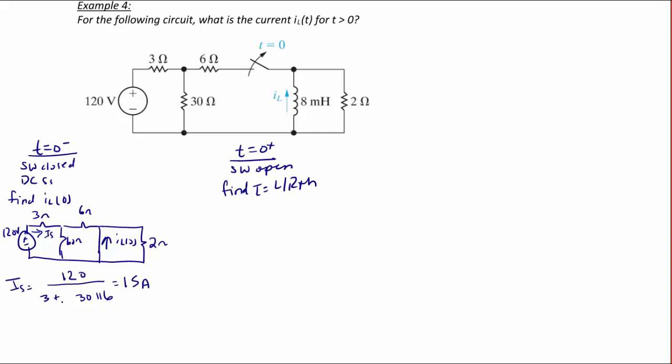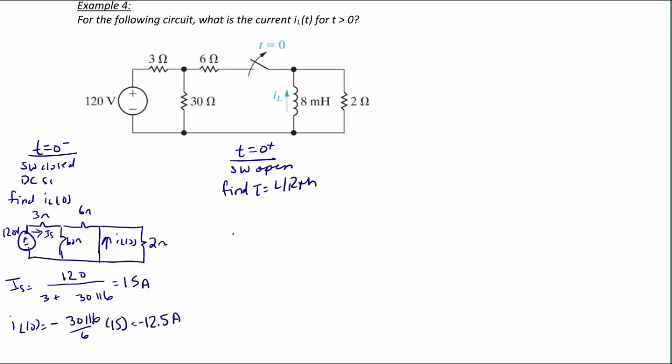So since that 15 amps is divided between the 60 ohm and the 6 ohm resistor, we can use the current divider. However, one thing to note is that the current is going opposite the flow from the source. So it's going to be negative 30 in parallel with 6 divided by 6 times 15, which equals negative 12.5 amps. So the initial current is negative 12.5 amps.